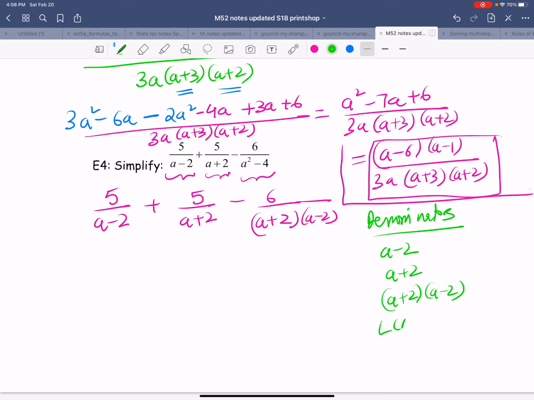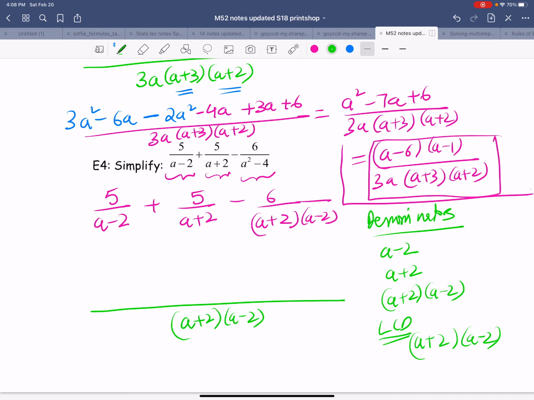So when I write my LCD, remember we're going to bring each unique factor down with the highest exponent. That would be a plus 2 times a minus 2. So that means my LCD is a plus 2 times a minus 2. In the next step, I'm going to write all 3 fractions into a single fraction with this new denominator, which is my LCD as my denominator.